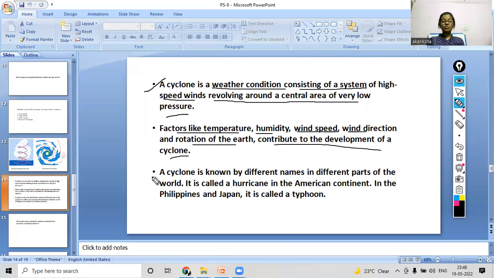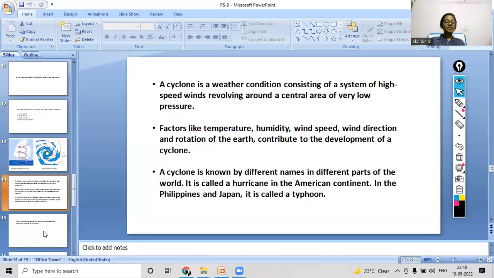Now, the third point: a cyclone is known by different names in different parts of the world. It is called a hurricane in the American continent, and in the Philippines and Japan, it is called a typhoon. So these cyclones have different names in different regions, right? So this was the general details about cyclone. Now we will move on ahead and see a curiosity question this time.